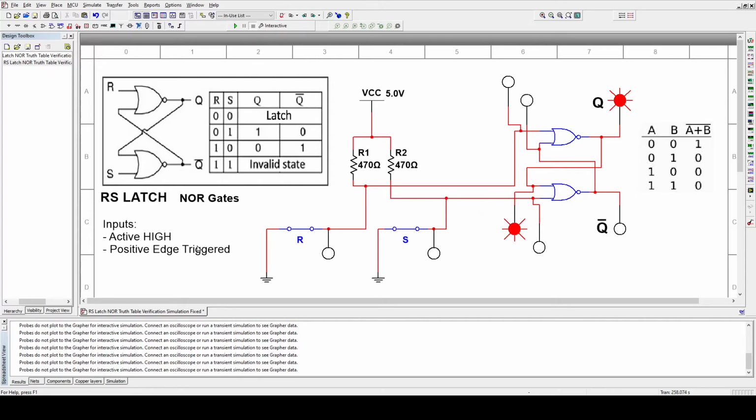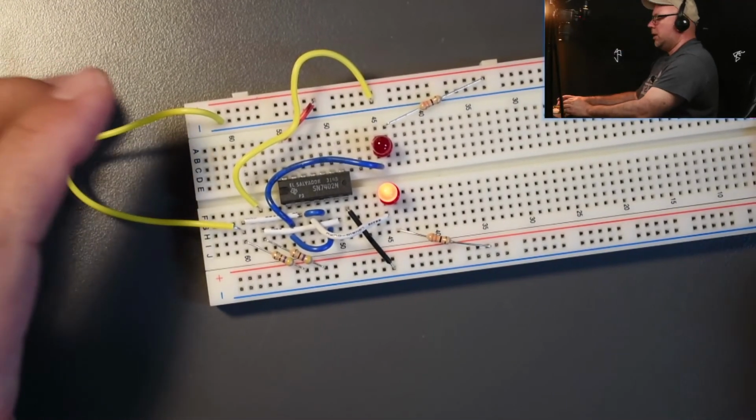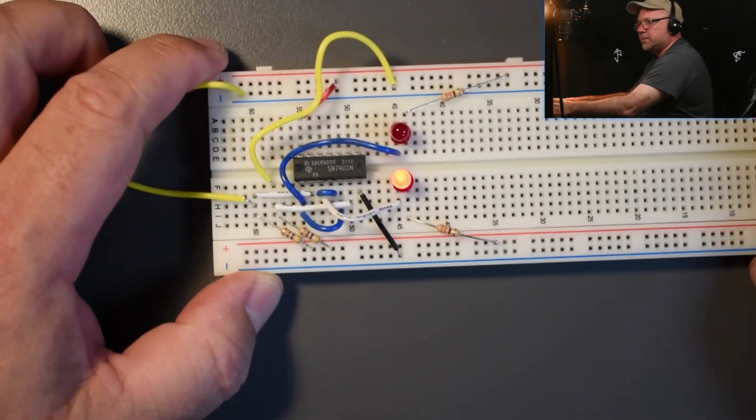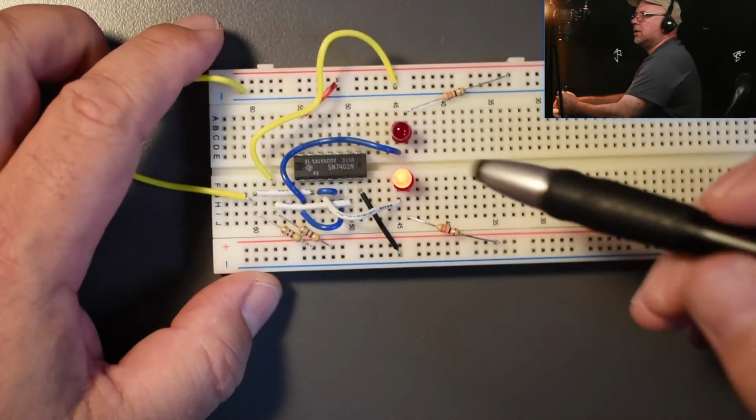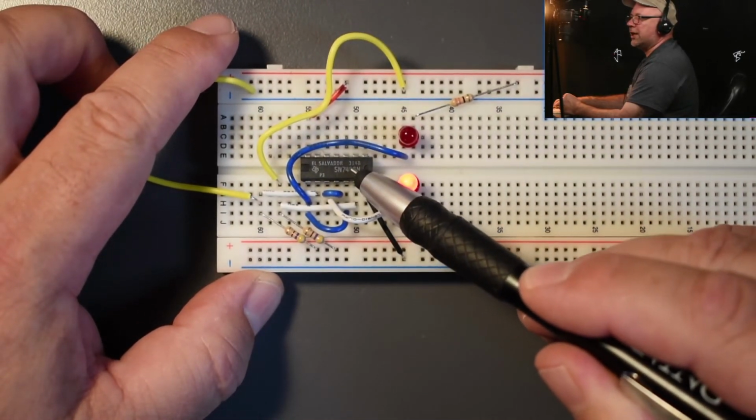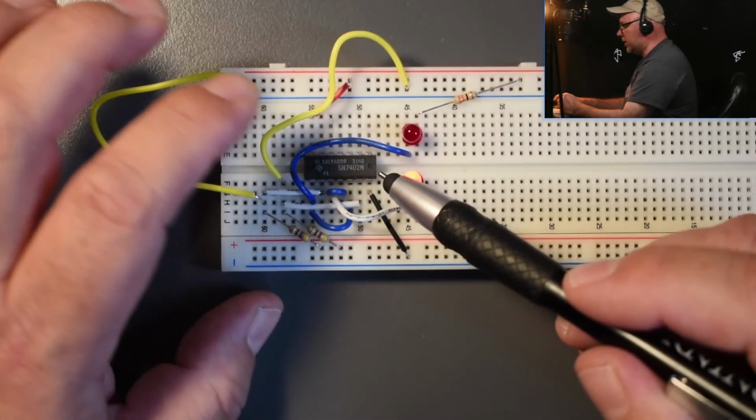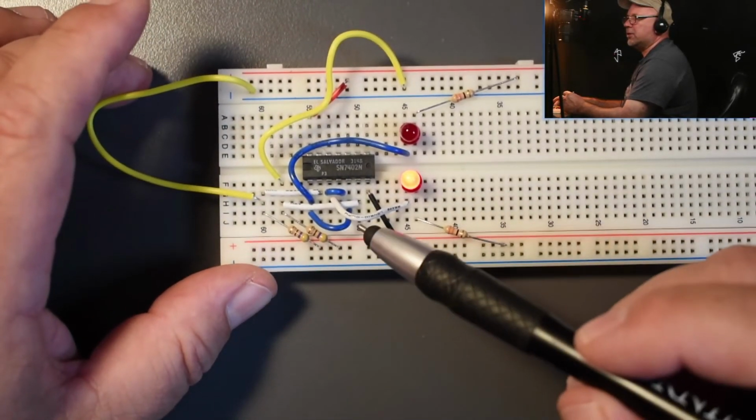Okay, so that's as far as the Multisim version of that. Now what I have also set up here is a real version of this. This is a 7402 NOR gate chip. Whatever it was on that schematic, I basically repeated that here on the breadboard.